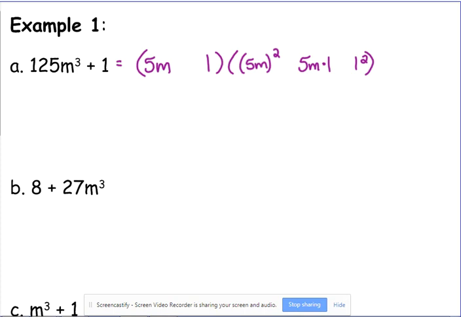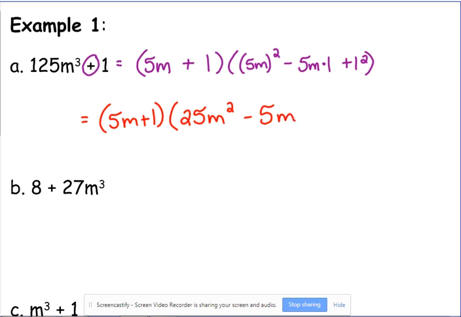Then we use SOAP. The same sign. We started with a plus, so a plus goes in the first space there. Opposite, okay, so that's a minus, and then the last term is always positive. Okay, let's simplify this. 5m plus 1, 25m squared minus 5m plus 1. Okay, so that's the simplified.